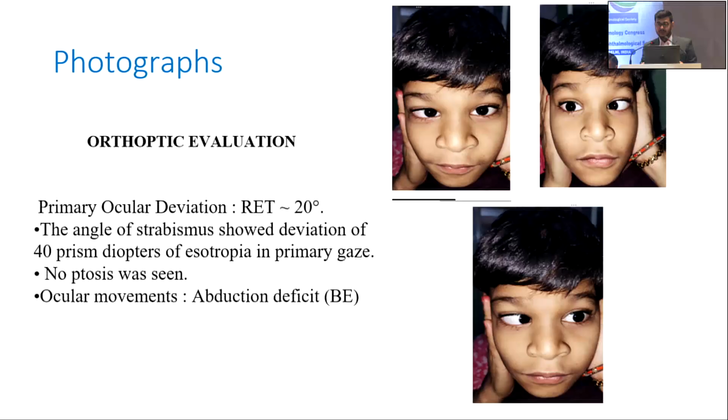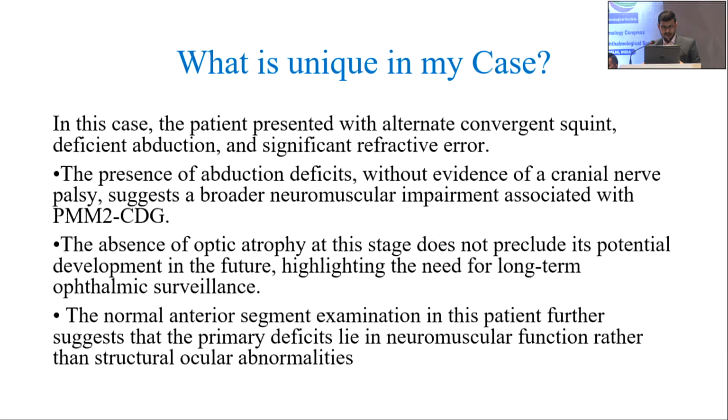In orthoptic evaluation, there was primary ocular deviation, right esotropia 20 degrees. The angle of strabismus showed deviation of 40 prism diopters of esotropia in primary gaze. No ptosis was seen. There was abduction deficit in each of the eyes. In this case, the patient presented with alternate convergent squint, deficient abduction, and significant refractive error. The presence of abduction deficits without evidence of cranial nerve palsy suggests a broader neuromuscular impairment associated with PMM2 CDG disorders. The absence of optic atrophy at this stage does not preclude its potential development in the future, highlighting a need for long-term ophthalmic evaluation and surveillance.